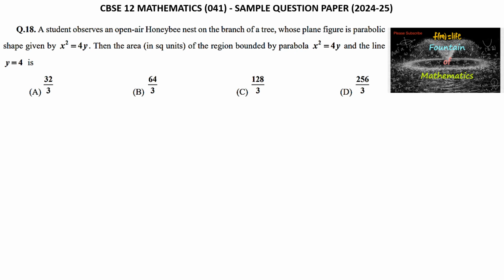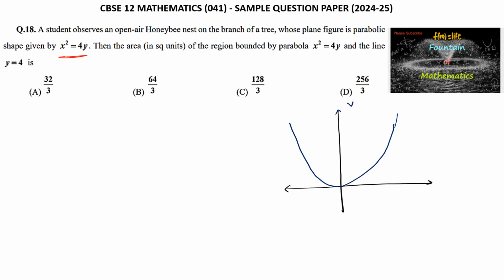A student observes an open air honeybee nest on the branch of a tree whose plane figure is a parabolic shape given by x square is equal to 4y. So let's see the graph. X square is equal to 4y is a parabolic curve opening in the upward direction, whose vertex is the origin. And this graph is symmetrical about the y-axis.